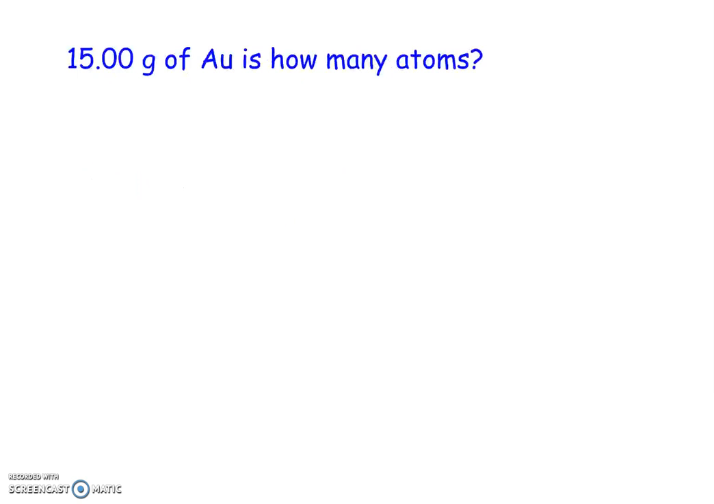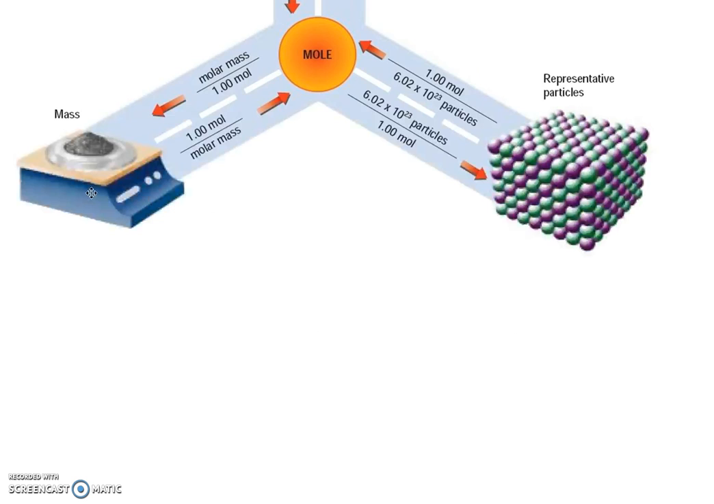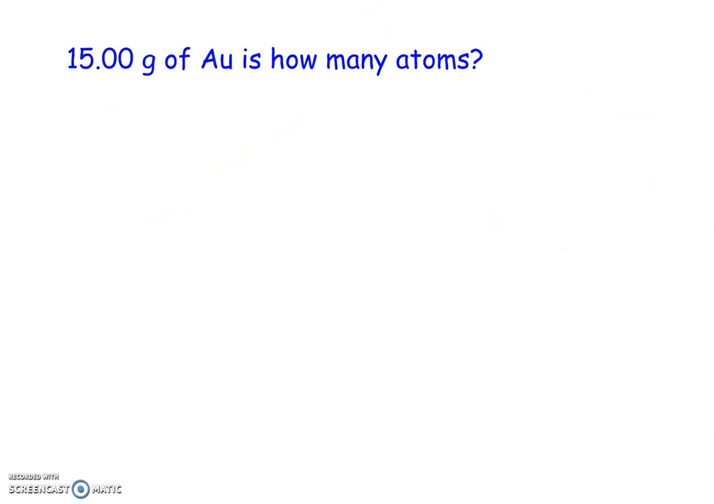In this next problem, I want to know 15 grams of gold is how many atoms. So in this case, I need to go all the way from grams to representative particles. So I need to do 2 different steps to get to my final answer. The first one to get me to moles, and the second one to get me from moles to atoms. So again, the number that I start with is going to go out front. I have 15 grams of gold.